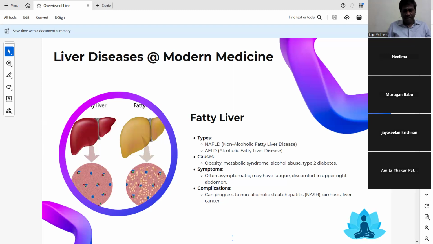In alcoholic fatty liver cases, the first step is to stop alcohol consumption. That is very, very important. And nutritional support, especially vitamin supplementation, like vitamin B1. B1 is thiamine.